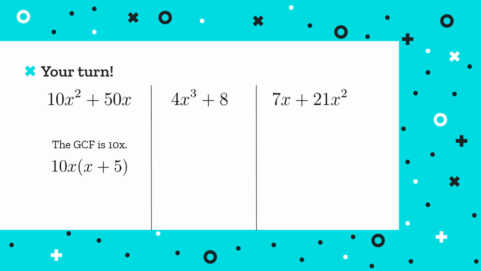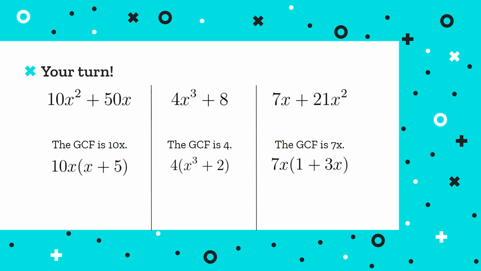When looking at the first question, the GCF between 10x squared and 50x is 10x. So 10x is divided out to get this answer. For the next question, the GCF between 4x cubed and 8 is the number 4, so the 4 is divided out to get 4 and then in parentheses x cubed plus 2. And lastly, for the third question, the GCF is 7x, so the 7x is divided out to get the answer shown here.